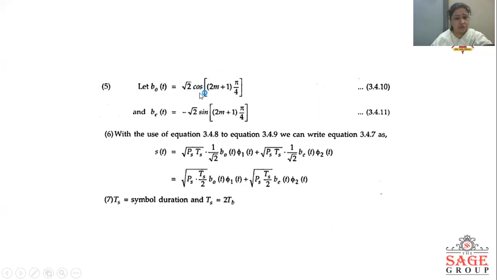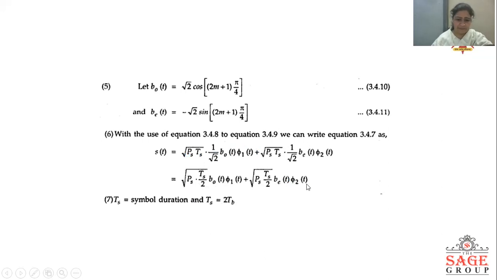If we solve this function for values of m equal to 0, 1, 2, and 3, we will always get either 1 or -1. Same is the case for b0(t) and be(t). They have values of either 1 or -1. Now substituting these values, we will get this expression.